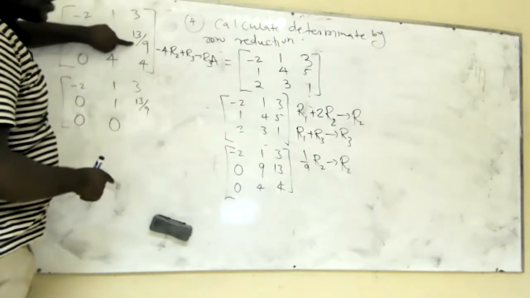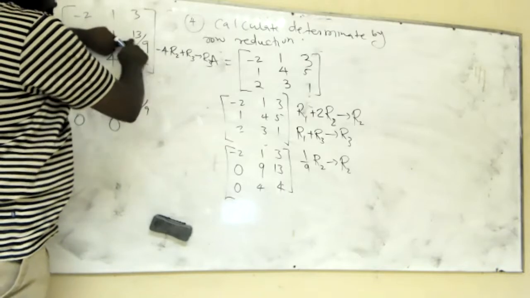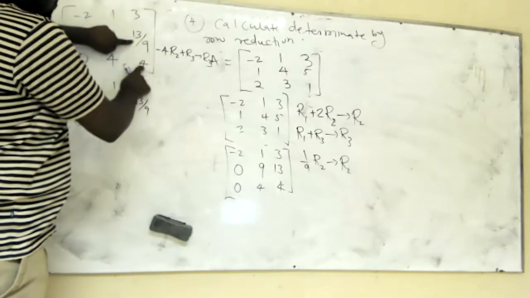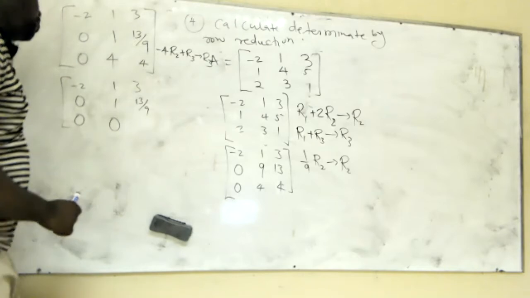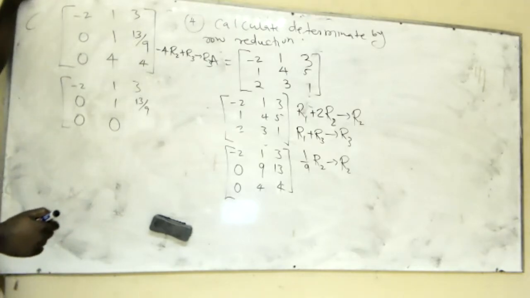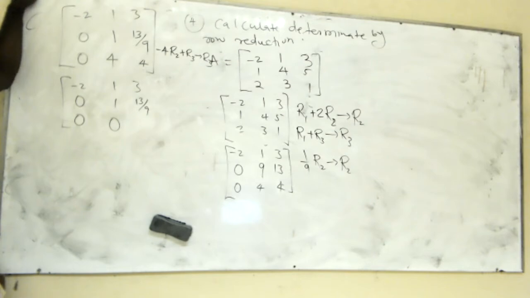Is there anyone who has a calculator there? What is negative 4 multiplied by 13 over 9 plus 4? Negative 4 multiplied by 13 over 9, and then plus 4. Negative 16 over 9.